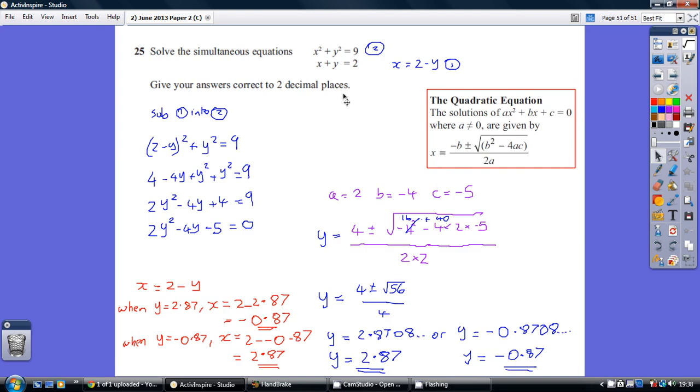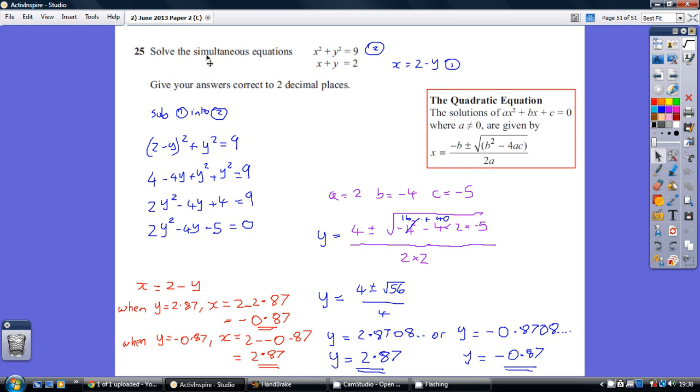Okay. Now, a couple of things to note. You were probably not going to be able to factorise it. Well, in fact, definitely not be able to factorise it because we're being told to give our answers correct to 2 decimal places. So at some point, we're going to be using the quadratic equation. You're not going to be able to factorise the bit we get to in a while.